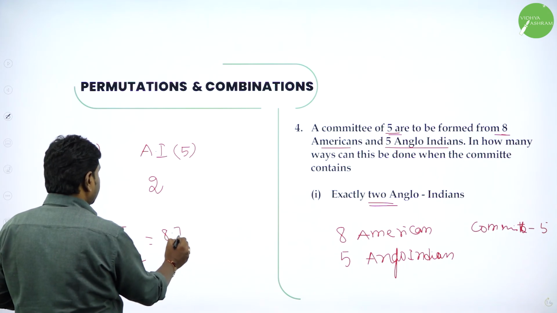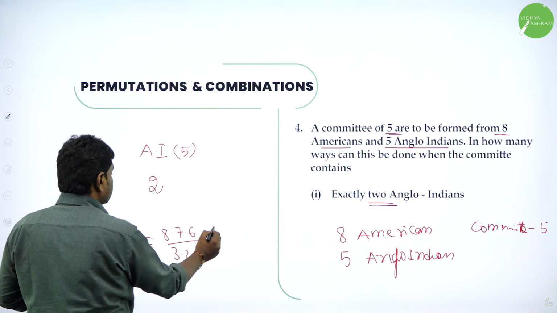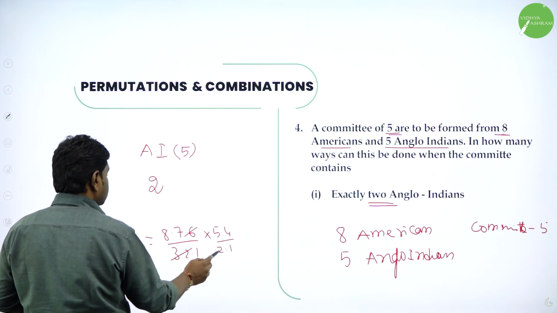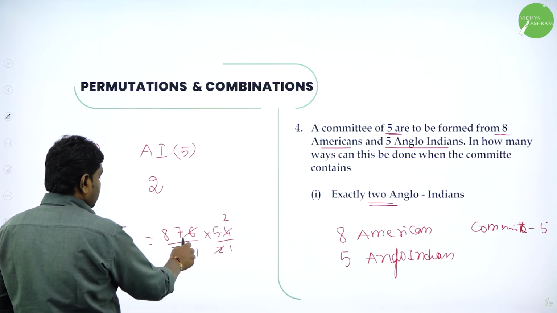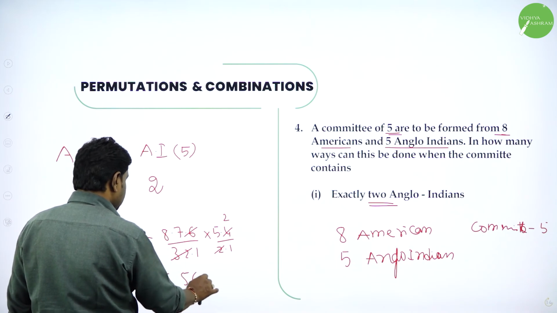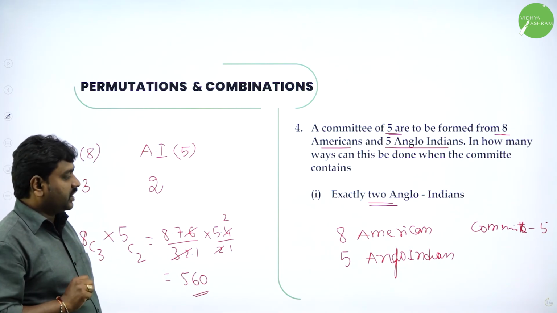8C3 is 8 into 7 into 6 divided by 3 into 2 into 1. 5C2 is 5 into 4 divided by 2 into 1. Simplify this. 3 2s are 6, 6 cancels, 2 1s are 2, 2s cancel. So now 8 7s are 56, 56 into 10, 560. 560 ways are there to select 5 members from 8 Americans and 5 Anglo-Indians.